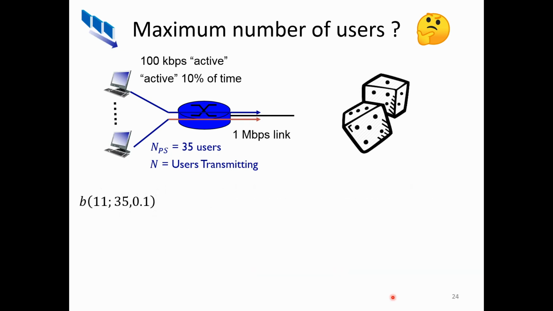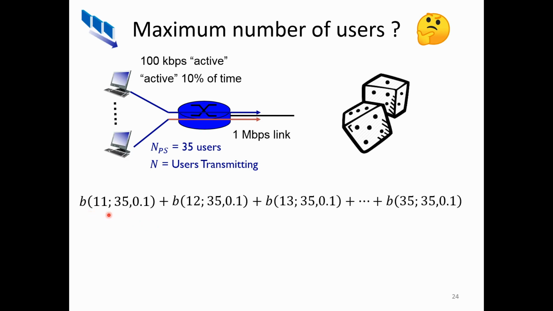Let's use the binomial distribution equation that we learned, and we want the probability of 11 or 12 or 13, and so forth, up to 35 active users. And if we compute the summation of all those binomial distributions from 11 to 35, we get a probability of 0.04% of that many active users transmitting.